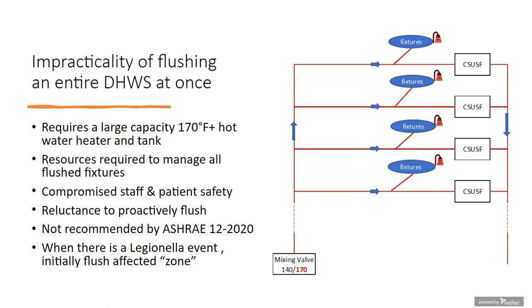Flushing that whole system at one time is not recommended by ASHRAE 12-2020. And the other issue is when there is a Legionella event, and let's say in this little sketch here, it was branch number 3, where they determined there was excessive Legionella bacteria that caused a problem. If the system is set up this way, you wouldn't be able to flush just that branch. You'd have to flush the whole system at one time. So again, there is that reluctance.